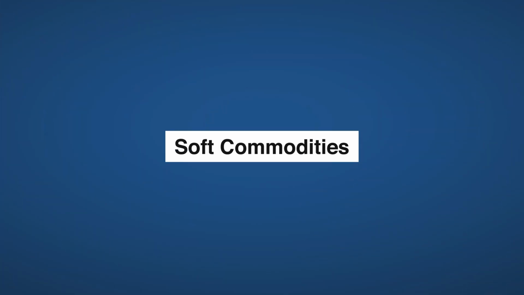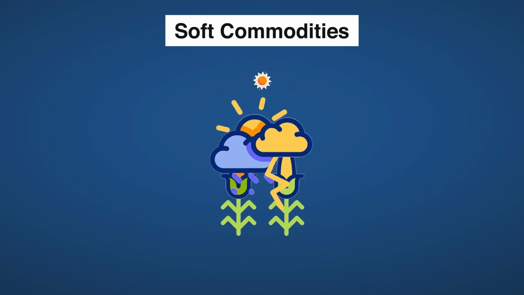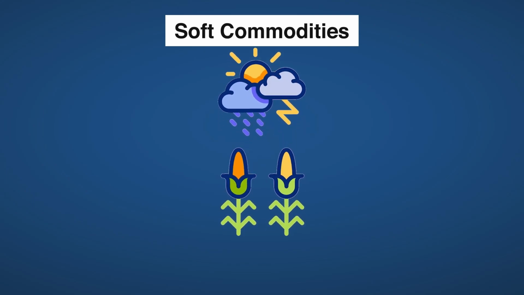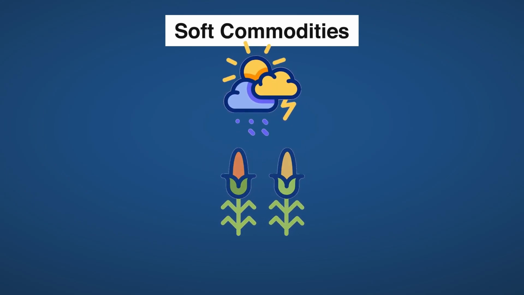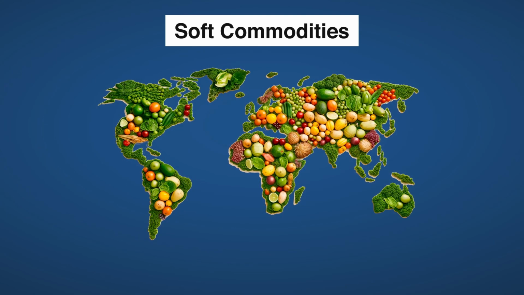Let's look at soft commodities first. These are agricultural produce. So firstly, we need to be aware of weather conditions. Has it been a good harvest, which could affect supply? We can find out such information from the US Department of Agriculture. You also need to take into account what countries produce such crops.